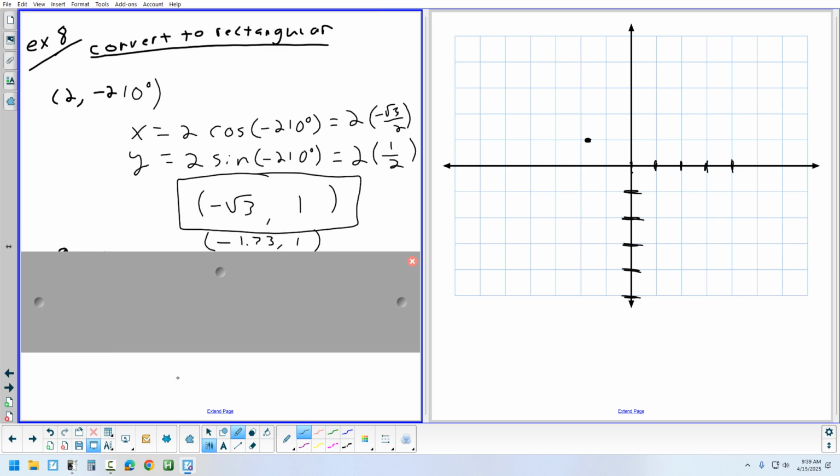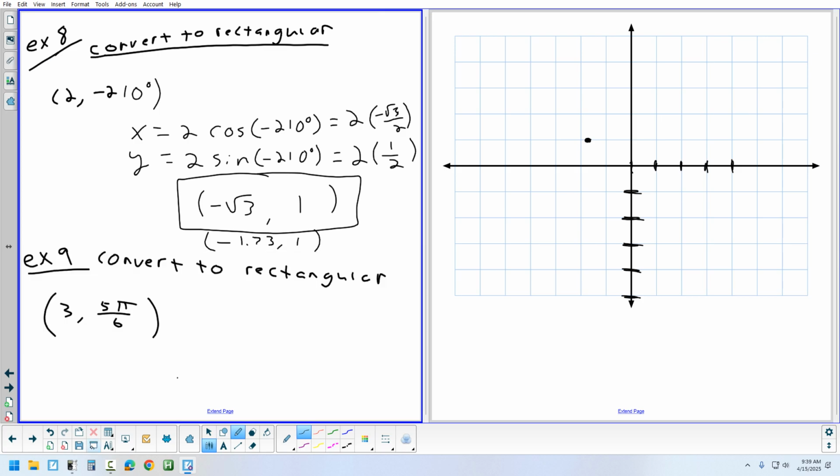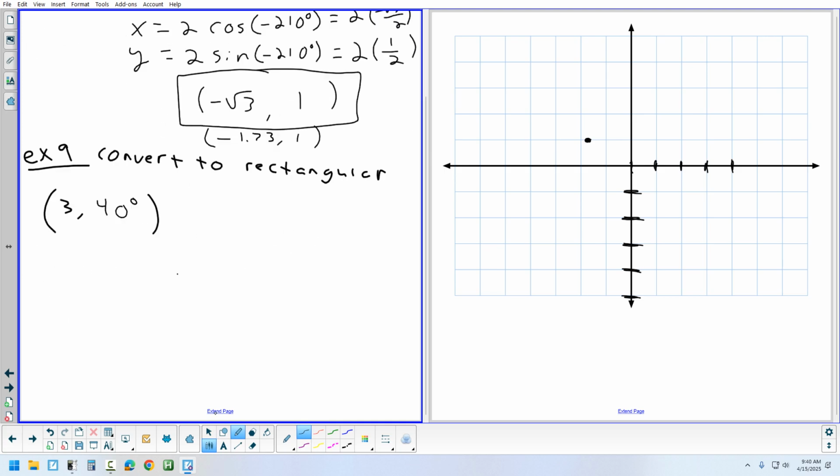All right, let's try one you do round. We just did one where you don't. Let's do 3, 40 degrees. And there's nothing special about that. It's not a multiple of 30. It's not a multiple of 45. So you're not going to be able to get an exact answer.